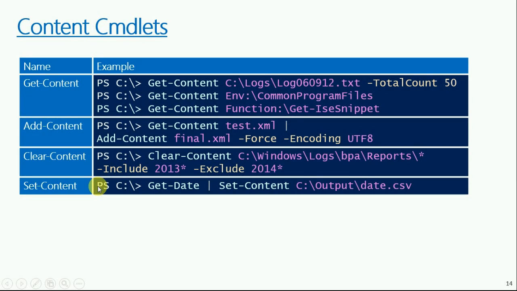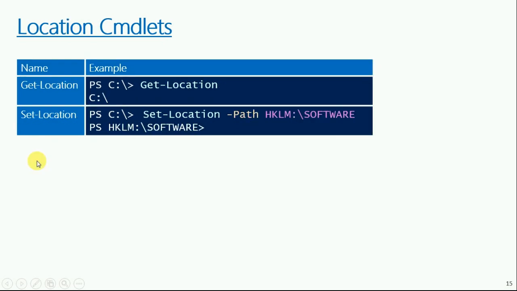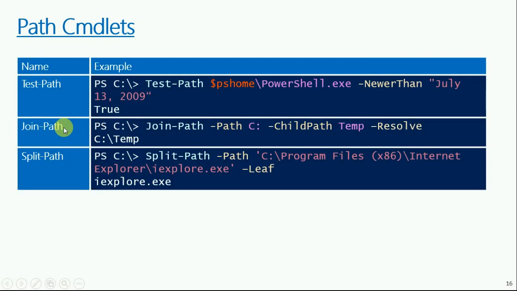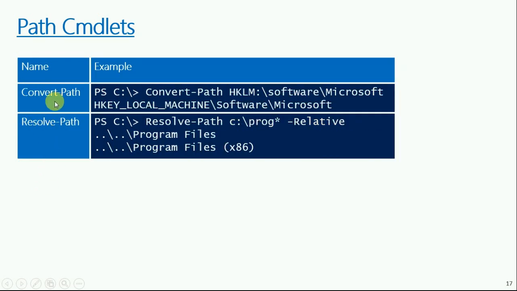Again, for the content ones we can Get-Content, Add-Content, Clear-Content and Set-Content, and we can get the current location or change the location. If we have any path, we can check the validity of that path using Test-Path. If we have two separate sections of a path, we can join them together using Join-Path. If we have a very long path and I want to split it into smaller parts, I can use Split-Path. And after that we have Convert-Path.